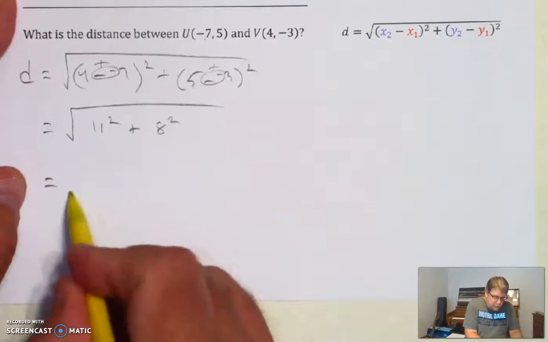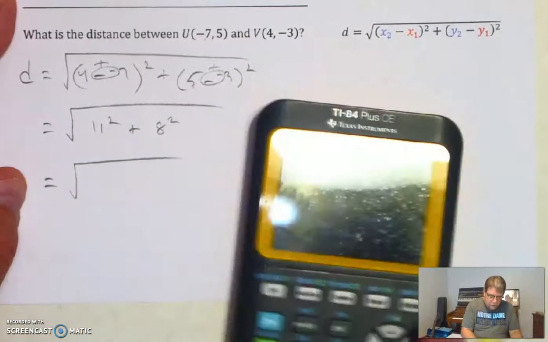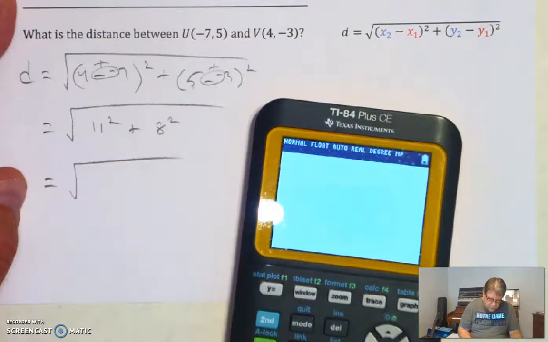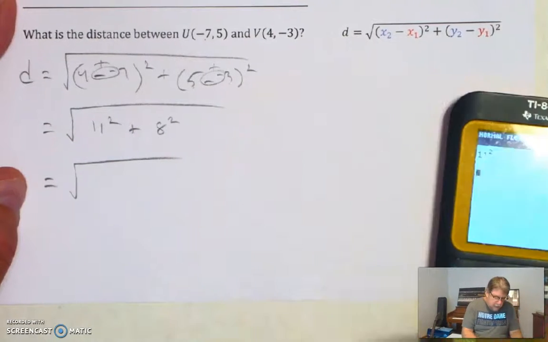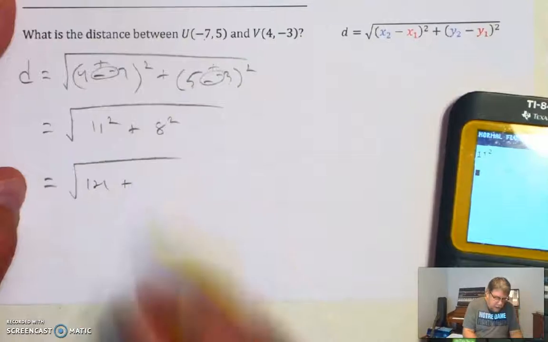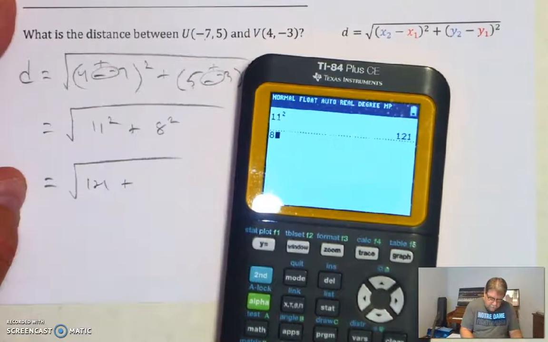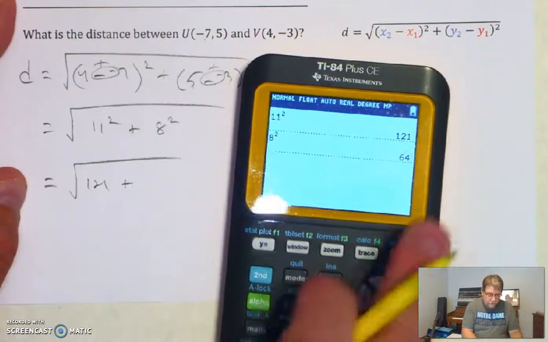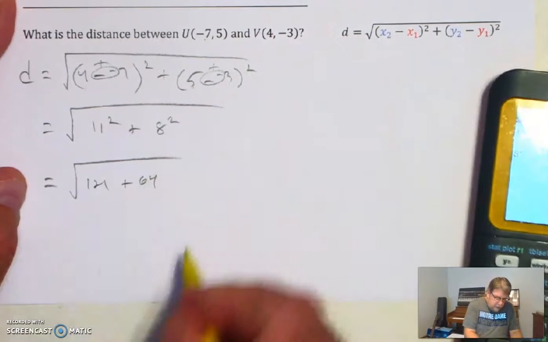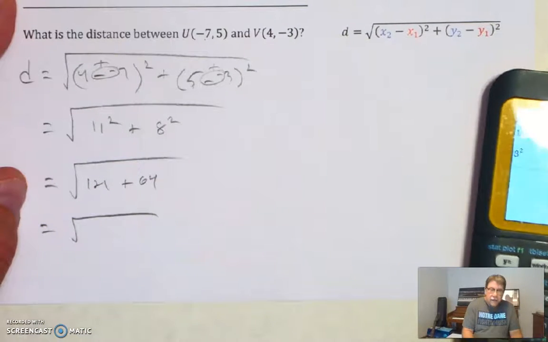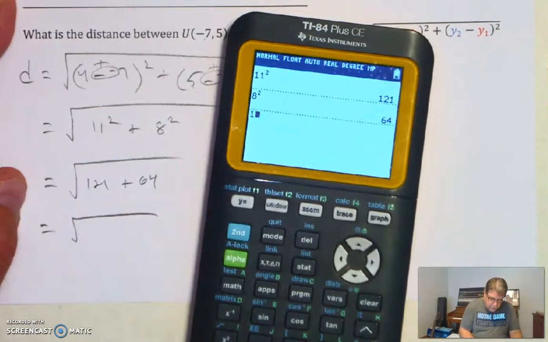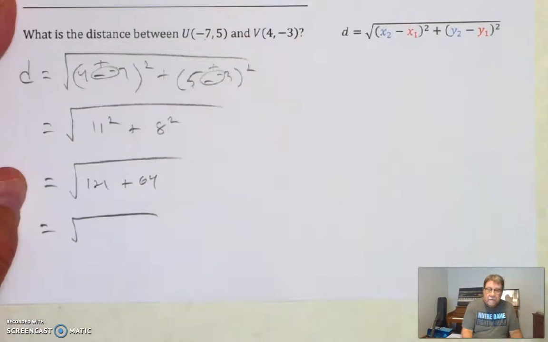And now I can simply take my calculator and find out what these are. So 11 squared is 121. So that'll be 121. 8 squared is 64, right there. Now we're going to simply add them together. 121 plus 64 is 185.